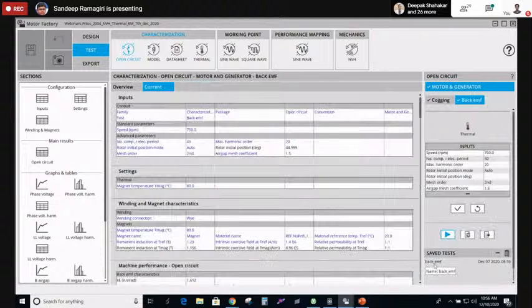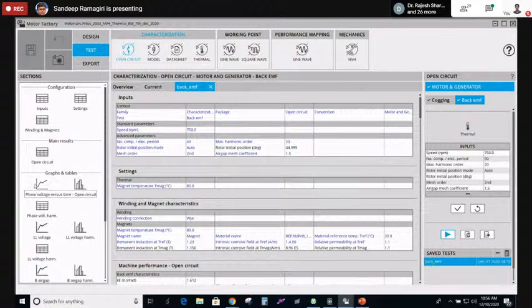In the back EMF, we will see. Okay, we ran it at 750 RPM. So it's okay.